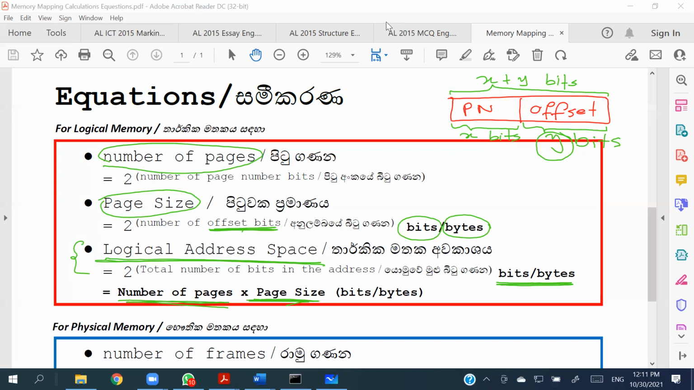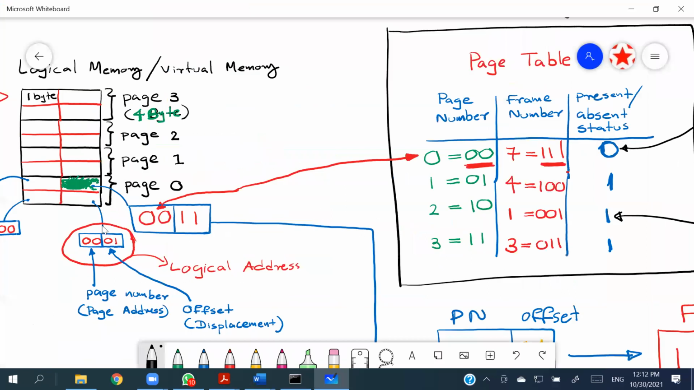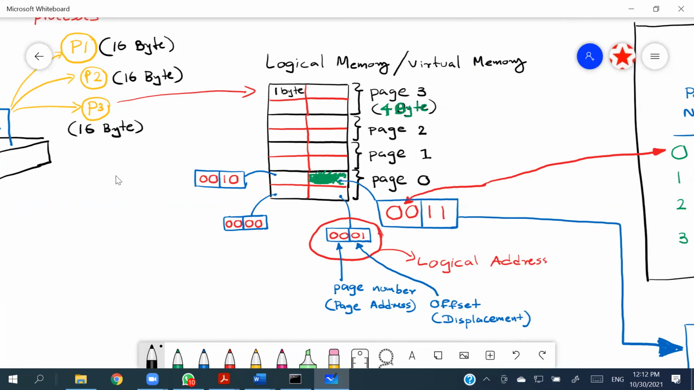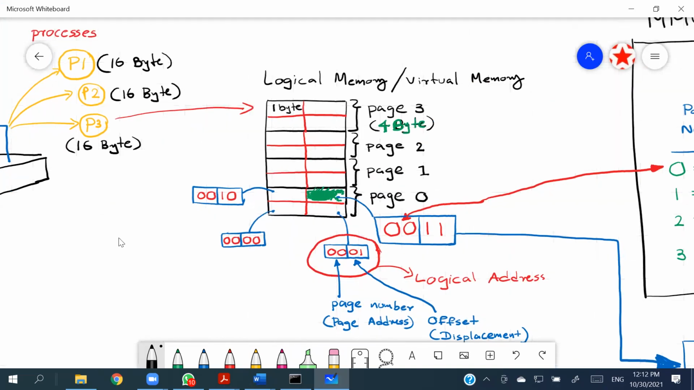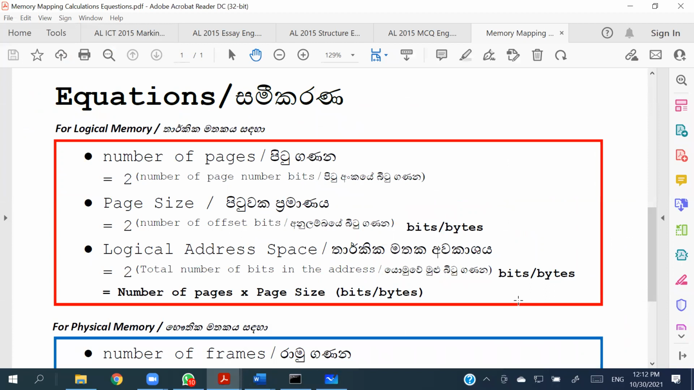Then if you take your diagram, let me clear these things. Look at the diagram. In the diagram, you can see there are 4 bytes in one particular page, and it has 4 pages. So if one page is 4 bytes and there are 4 pages, the page size is 4 bytes and the number of pages is 4. So 4 into 4 will create a 16 byte logical memory. So it is a 16 byte logical memory that we were creating. Simple as that. Right? So those are the equations given for the logical memory.